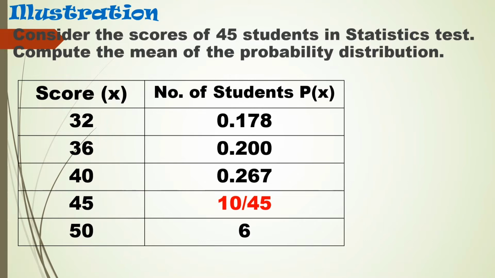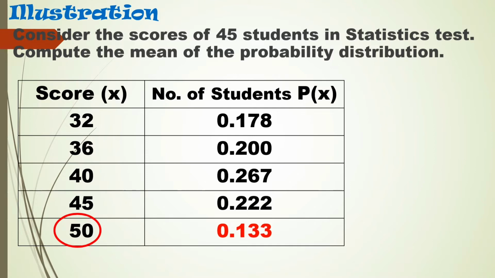10 out of 45 got the score of 45. 10 divided by 45 to make it decimal equals 0.222. Last but not the least, 6 out of 45 got the score of 50. Change it to decimal, we have 0.133.